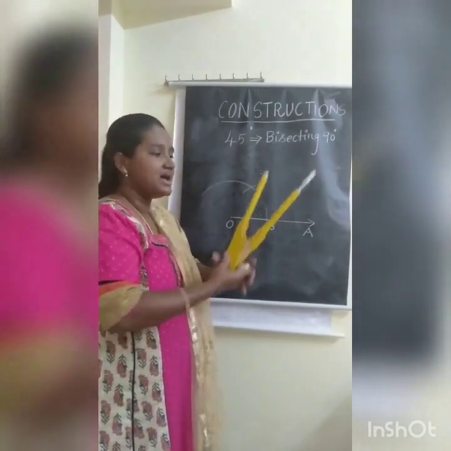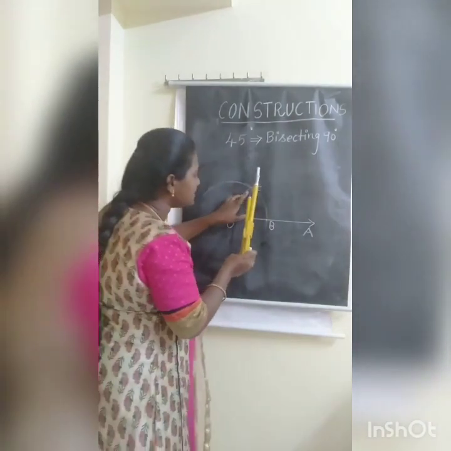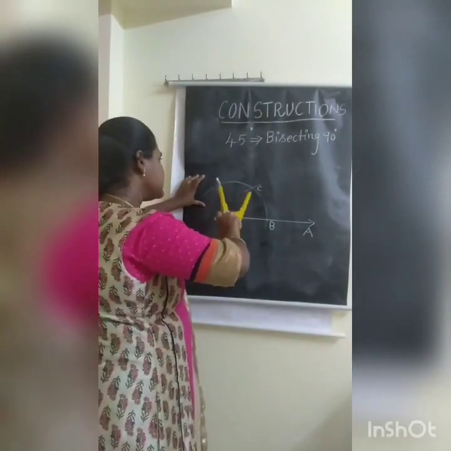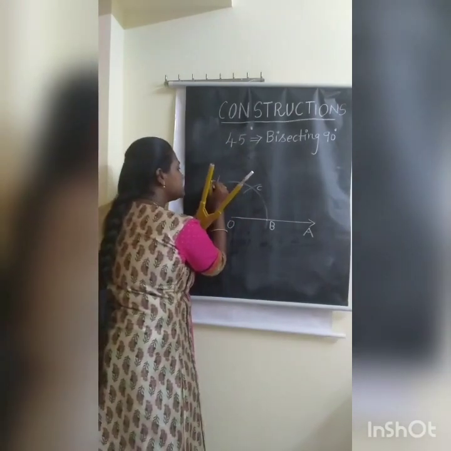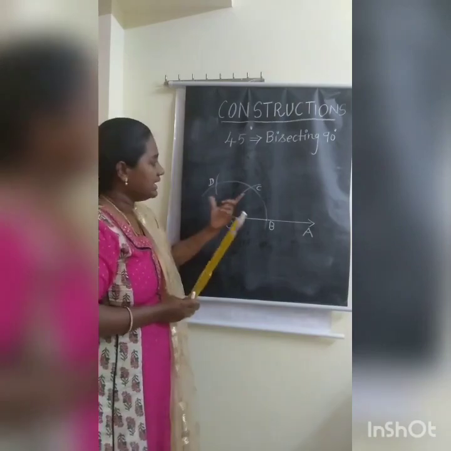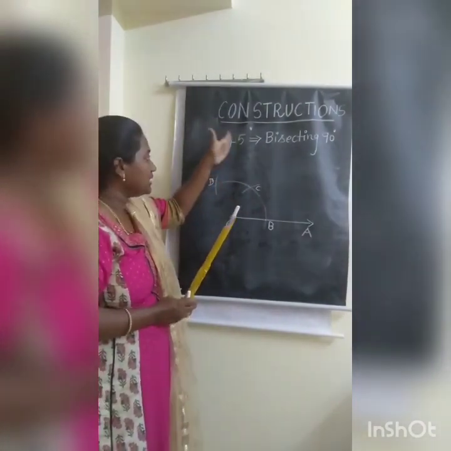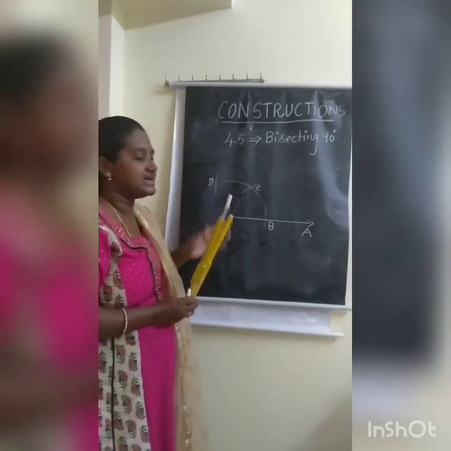For that purpose, I am not going to disturb the compass. I am going to keep the fixed point of the compass on the 60 degree point and cut an arc on the same arc. And this will produce D as 120 degree. If I bisect 60 and 120 degree, we can come to a conclusion of 90 degree.